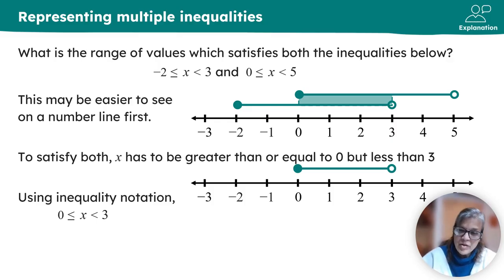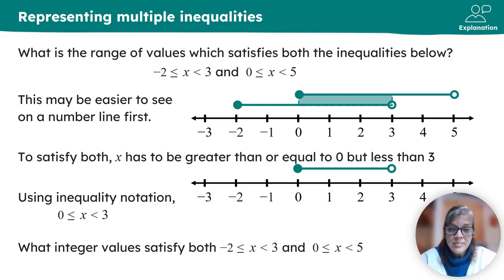We usually put the smaller number down on the left and the bigger number on the right. You've probably noticed that. And that's just because it helps us to think the way we do on a number line, left to right. What integer values would satisfy these sets of inequalities? You could have 0, you could have 1, or you could have 2. Any of those would work.